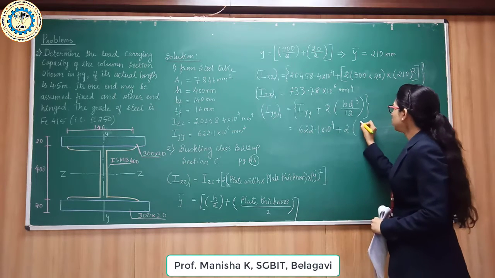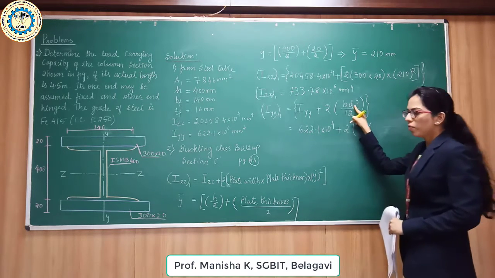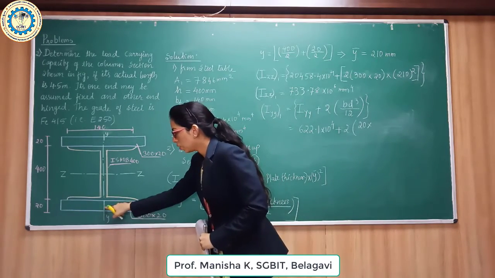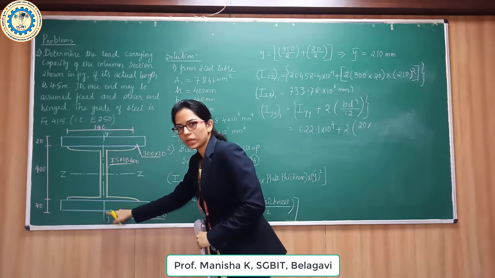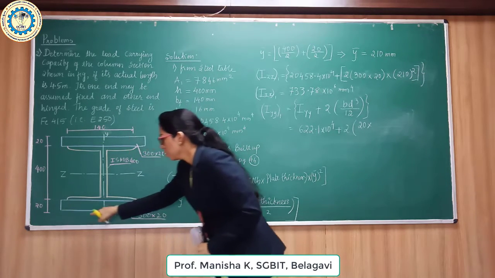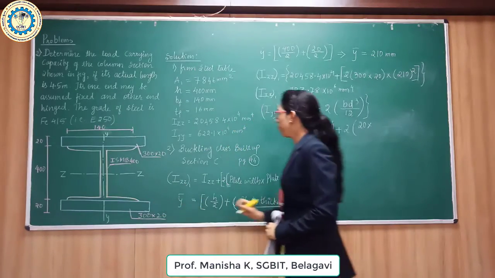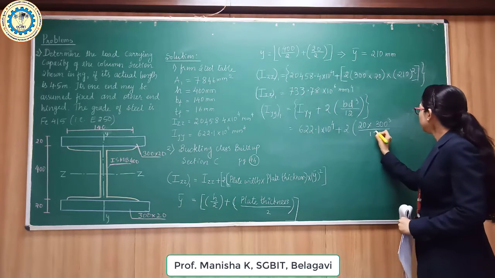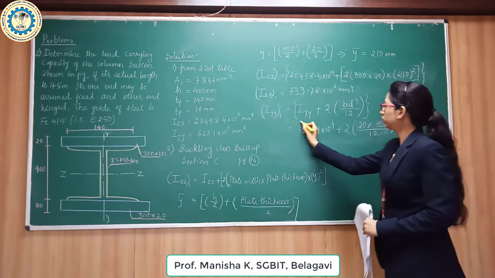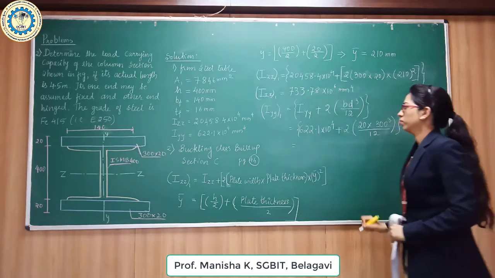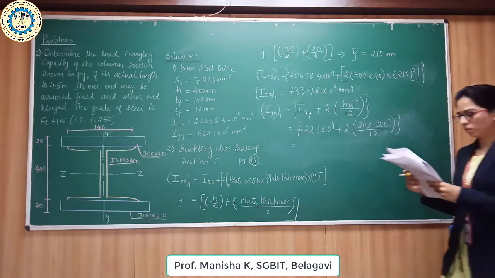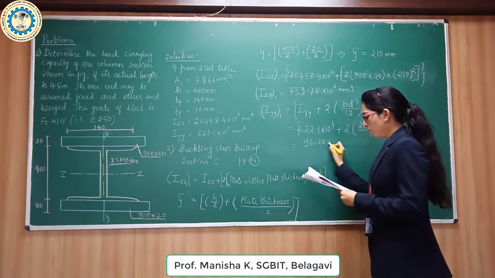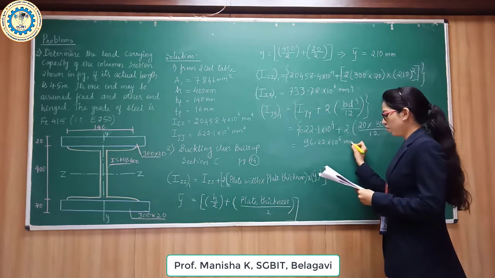Plus 2 times B is 20. D will be what? The value, or you can say the breadth which is perpendicular to your Y axis, and this width is 300 mm, divided by 12. After calculation, you will get the value as 96.22 into 10 raised to 6 mm raised to 4.